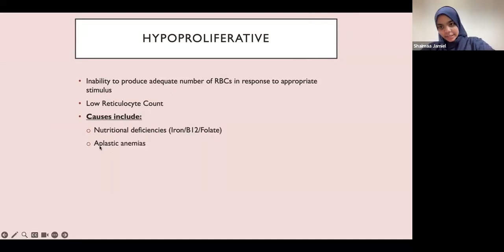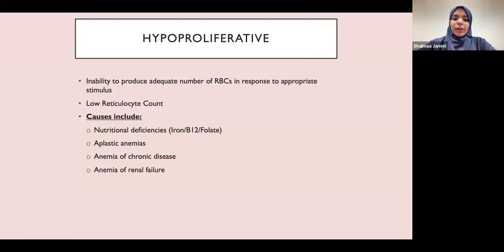Another thing is aplastic anemias. Aplastic anemias, from the name, A means no, and plastic from plasia or division, so no division anemias. So these are the type where the bone marrow itself, for some reason, is not dividing and is not producing enough red blood cells, okay? Or anemia of chronic disease, which causes iron deficiency anemia. Or anemia of renal failure, again, because there's no erythropoietin, so you're producing less, okay? So all of these kind of make sense why they're hypoproliferative, right?